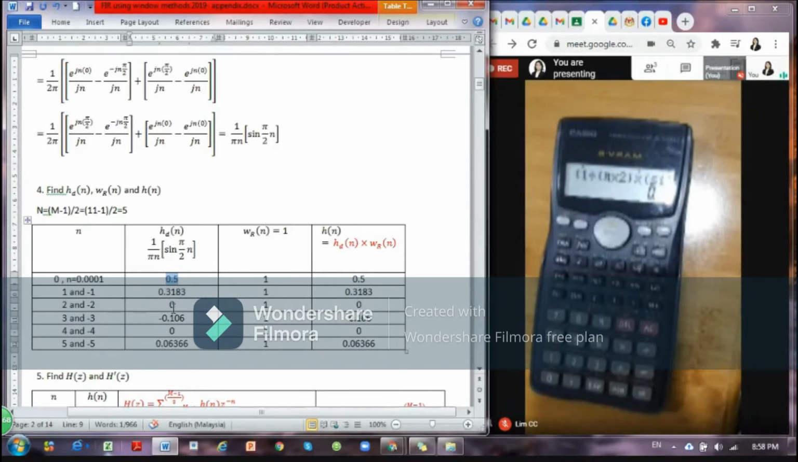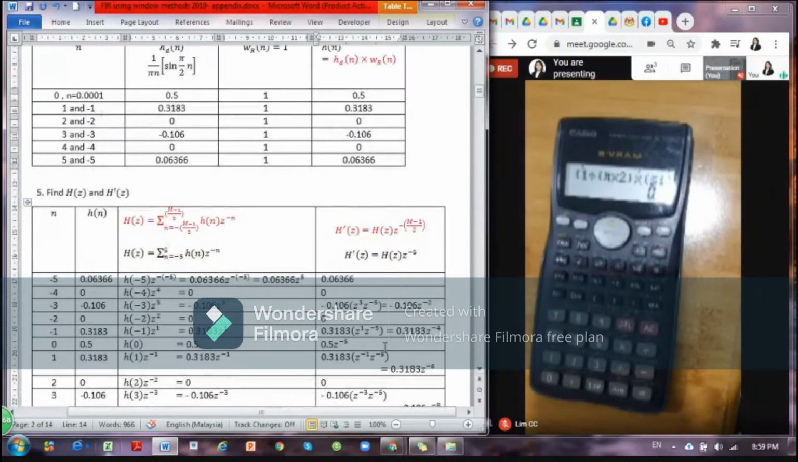So you repeat calculating minus 1 and 1, 2 and minus 2, 3 and minus 3, and 4 and 5, using the calculator. Then this Wn, the rectangular window, is equal to 1, so always 1. Then you take this 0.5 multiplied with 1, you get 0.5. You take 0.3183 multiplied by 1, you get the answer here. You repeat until n equals 5 and negative 5. You will get 0.06366.